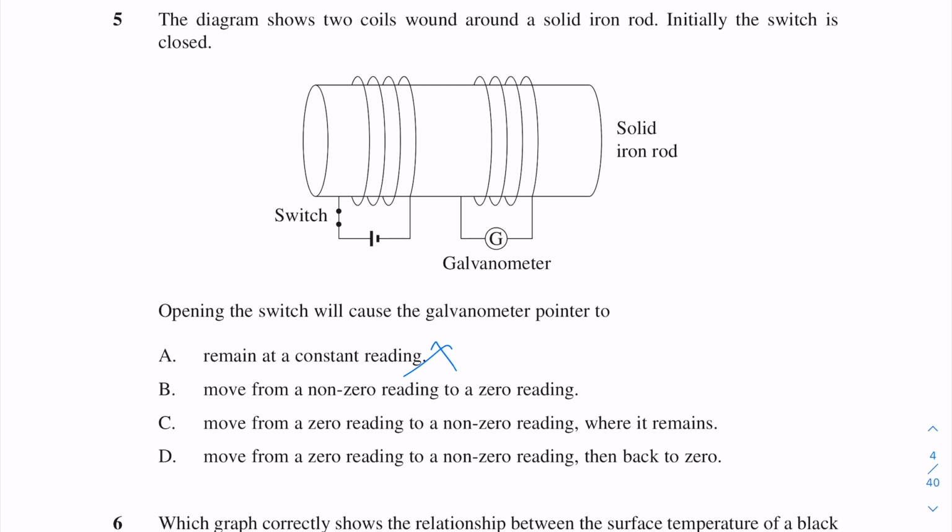So we know that this is wrong. We know that the zero reading initially is correct. Then it goes to a non-zero reading as the switch is quickly opened. And then it should hop back to zero. So it is D.